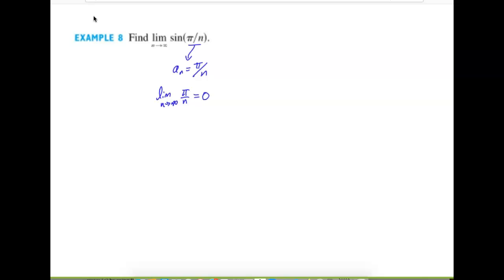And so that last theorem just said, okay, if that's the limit of my interior function or my interior sequence, and sine is continuous at that value, then the limit of this sequence will just be sine of 0. Well, sine is continuous everywhere, and sine of 0 is just 0. So easy math.